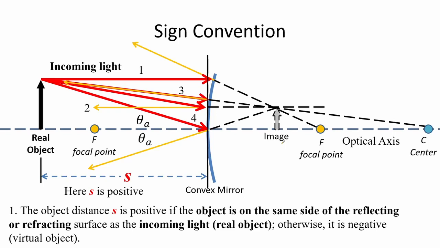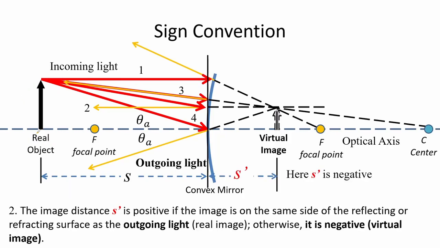We then establish the sign convention for curved mirrors. The object distance S is positive since it is on the same side as the incoming light. This object is considered as a real object. The image distance S' is negative since it is on the opposite side as the outgoing light. This image is considered as a virtual image. Convex mirrors and plane mirrors can only create virtual images.